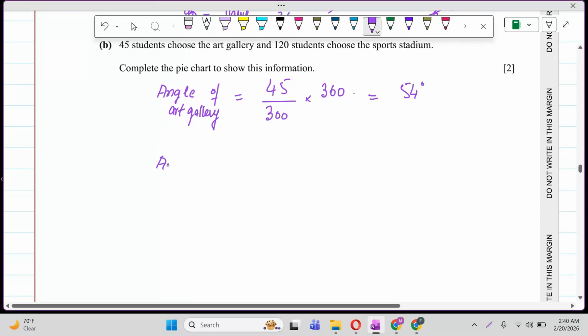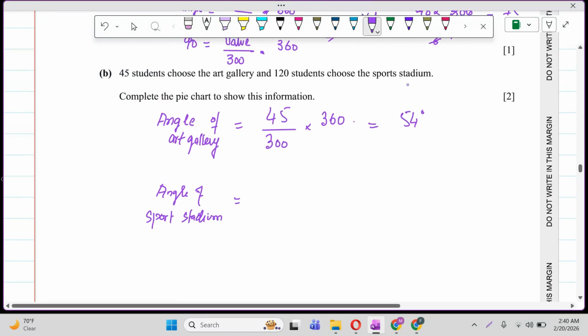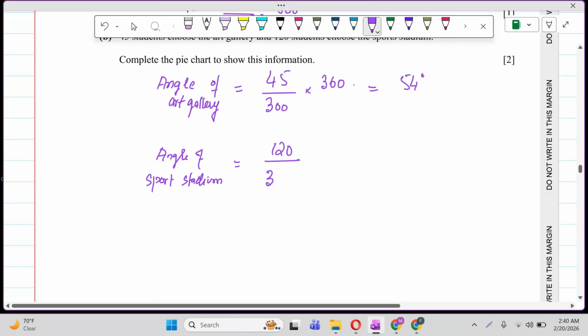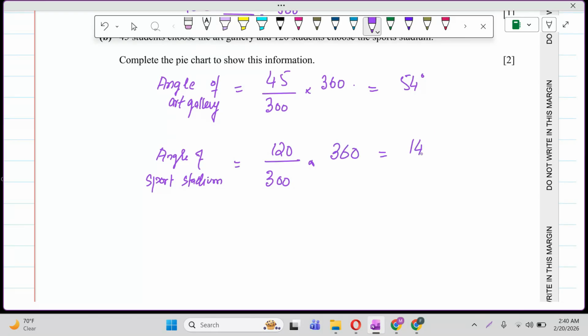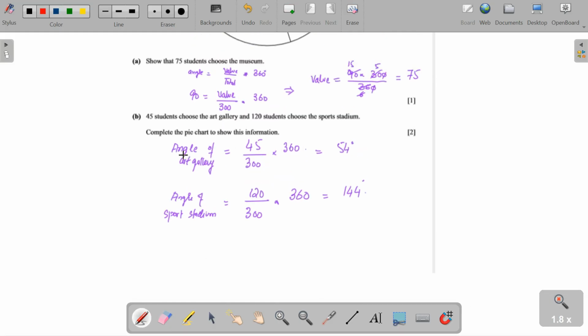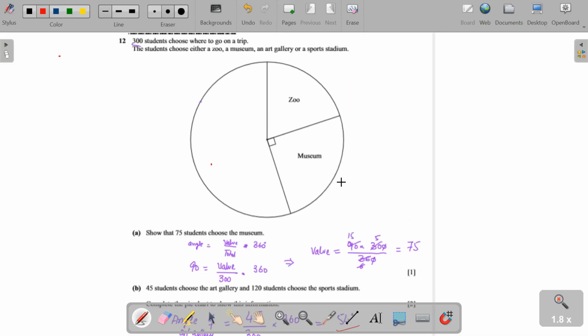Similarly, angle of sport stadium is equal to number of students who choose the sport stadium, which is 120, divided by total students, which is 300, multiplied by 360. And this one is equal to 144 degrees. Okay. We have calculated the angle of art gallery, which is 54, and angle of sport stadium, which is 144. We need to plot it here in the pie chart.